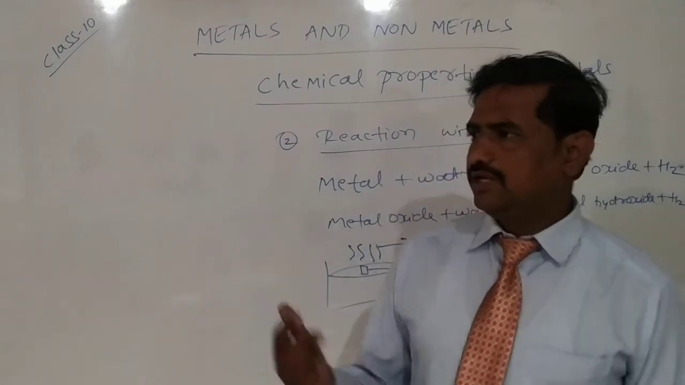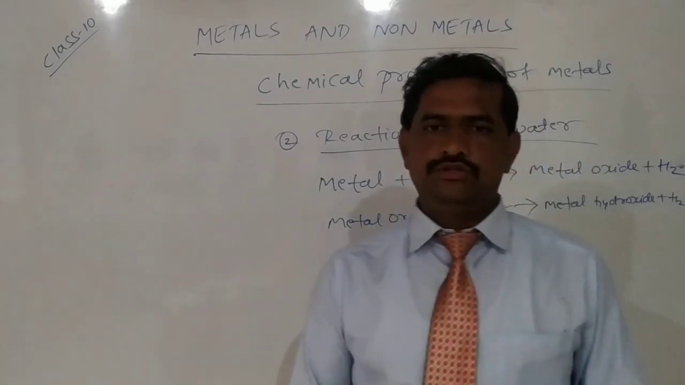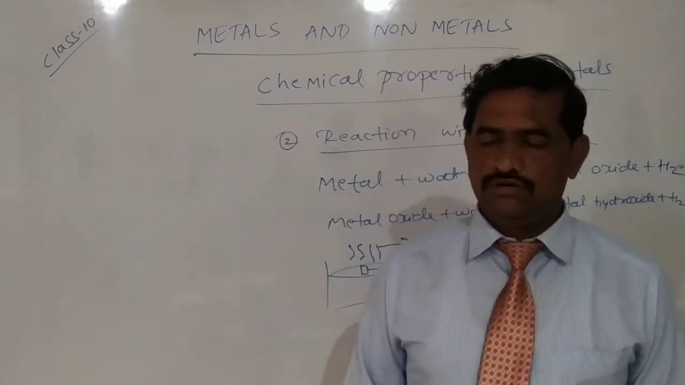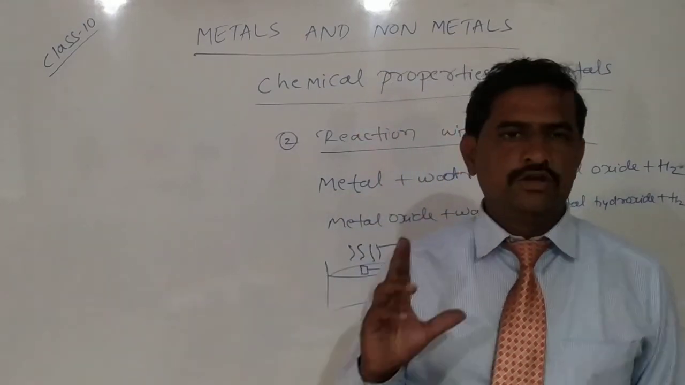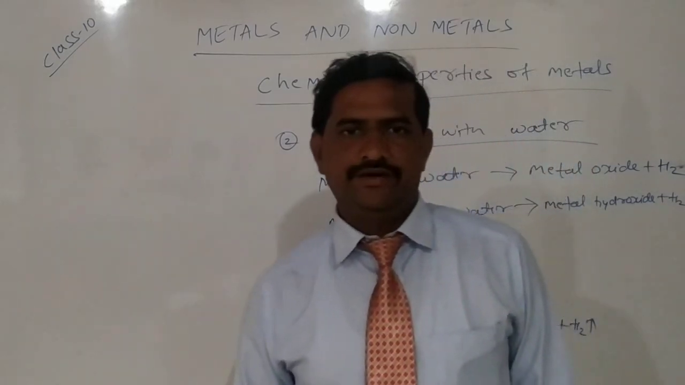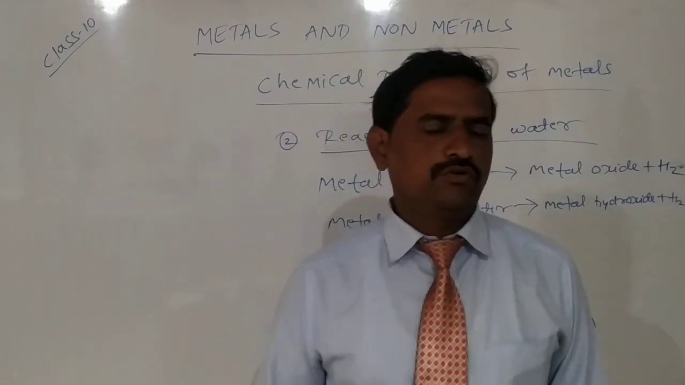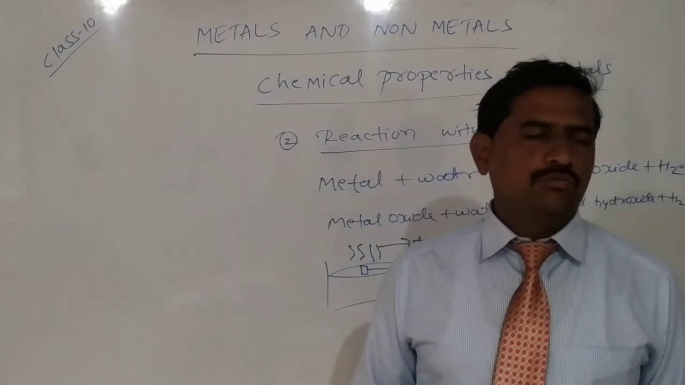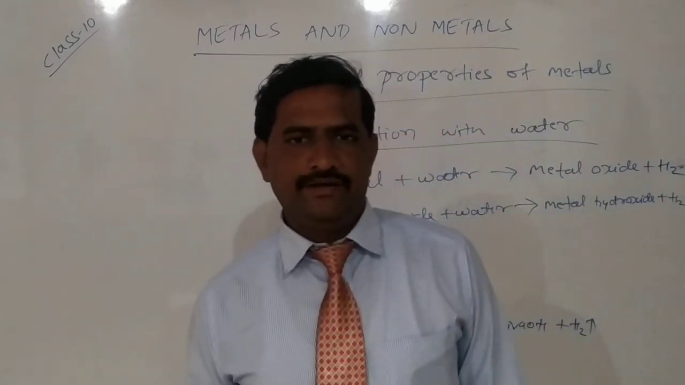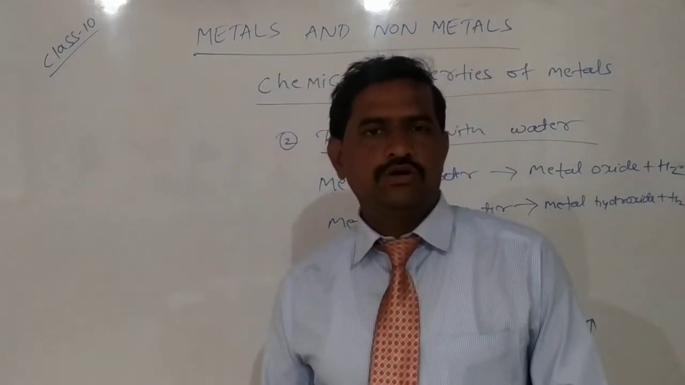And about the chemical properties, metals react differently with oxygen, with water, with acids and with non-metals. First, the metal reacts with oxygen, forming metal oxide. For example, when sodium reacts with oxygen, sodium oxide is formed. When copper reacts with oxygen, copper oxide. When aluminium reacts with oxygen, aluminium oxide.